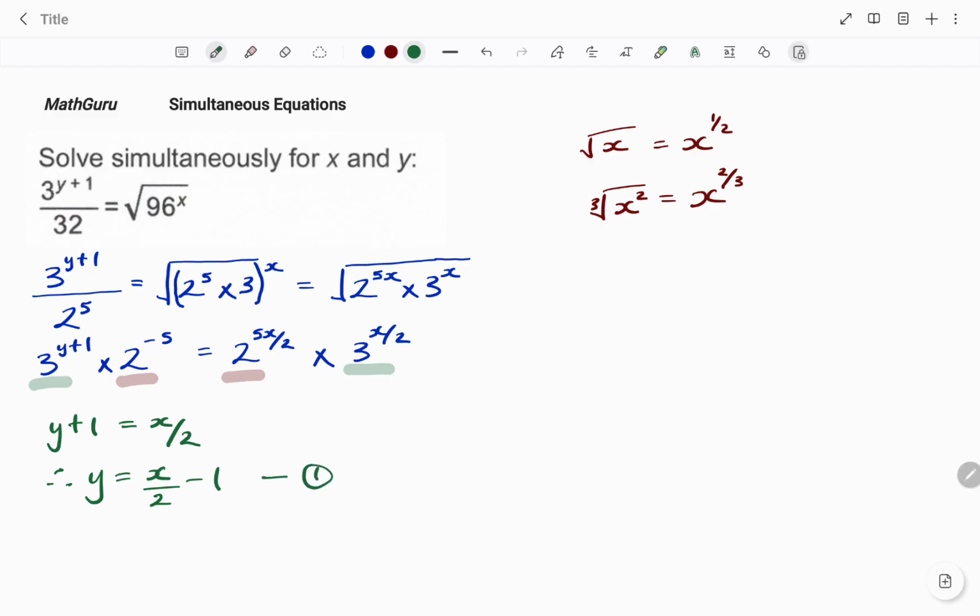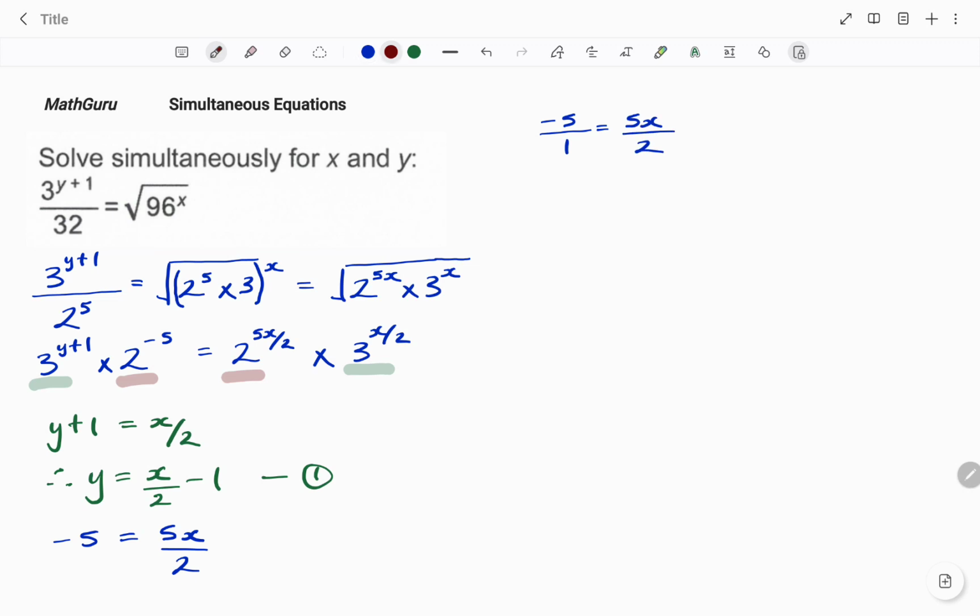On the other side, for my 2, I have on the left hand side negative 5 equals, on the right hand side, I have 5x divided by 2. I'm going to continue up here. So if I have negative 5, a whole number that's divided by 1, every whole number to convert to a fraction, I divide by 1. So that's 5x over 2.